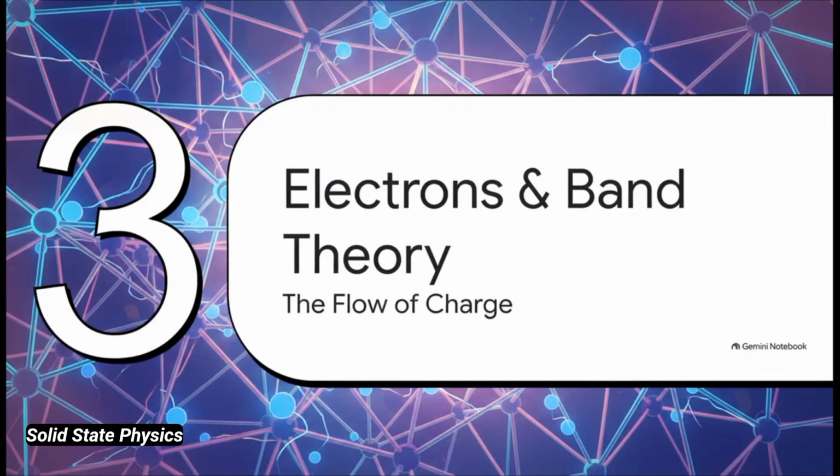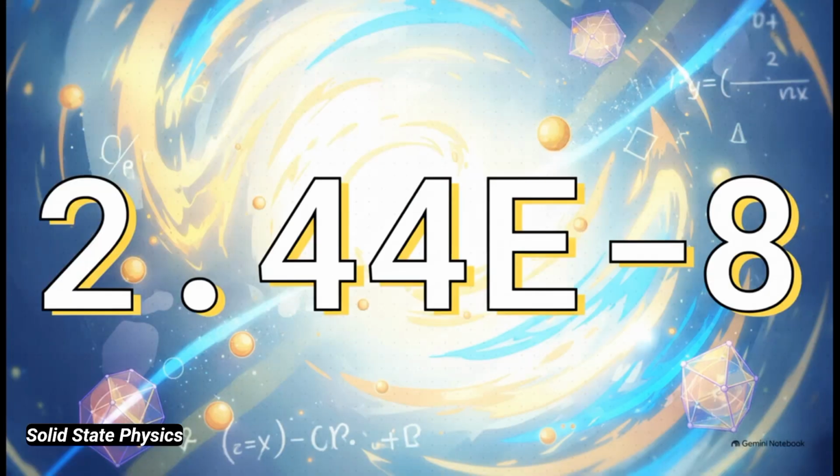Section 3. Electrons and band theory. The flow of charge. Let's shift scales and introduce electrical charge into the mix by examining the free electrons submerged in our vibrating crystal lattice. Now, this number right here reveals something deeply profound about the universe. It's the Lorentz number, a universal constant born from the Wiedemann-Franz law. It proves that the ratio of a metal's thermal conductivity to its electrical conductivity is directly proportional to its temperature.